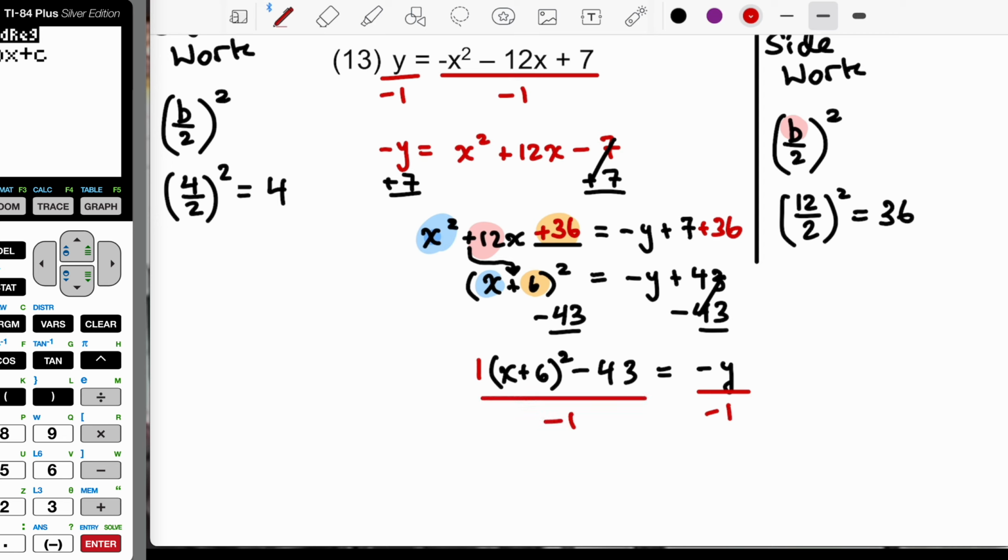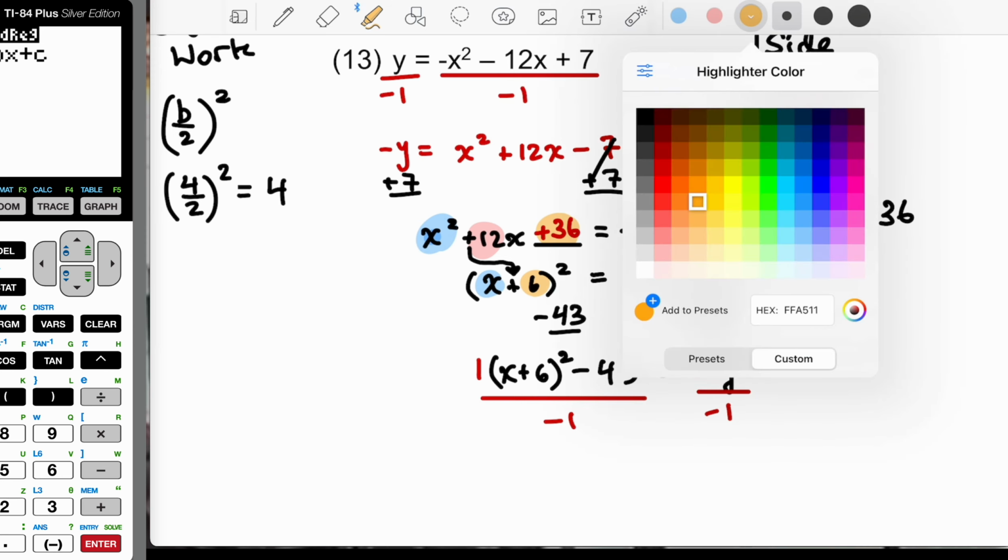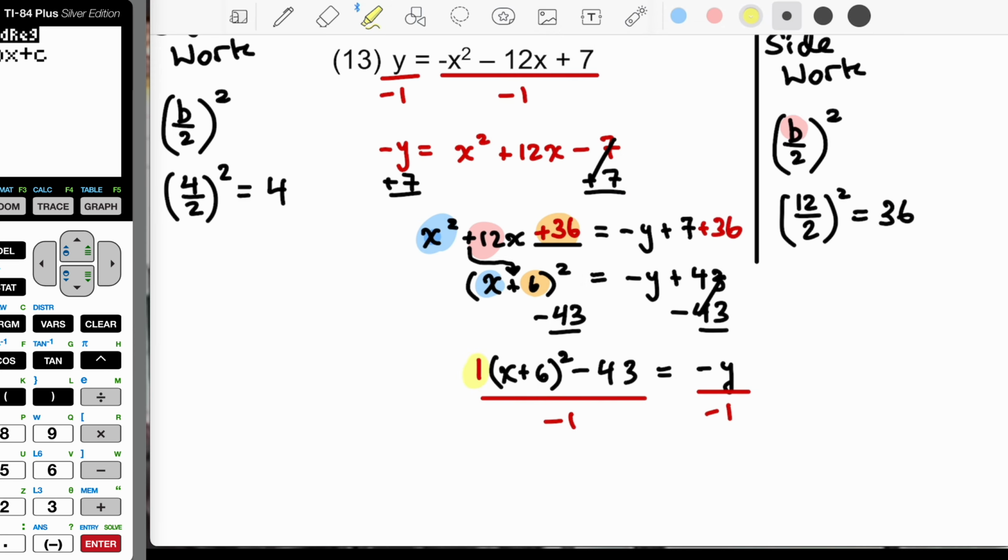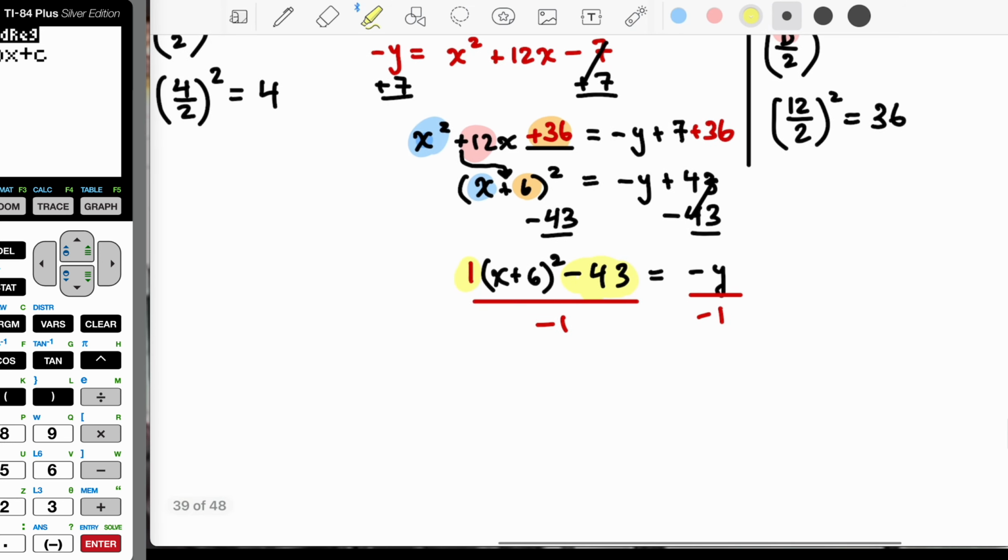The 1 and the negative 43 are the only things getting divided. We don't have to divide the contents of the binomial squared because that would get accounted for if I ever distributed it out. Just by dividing the 1 by the negative 1, that would allow for that to work itself through the expanded binomial. So we're looking at negative 1 times x plus 6 squared plus 43, that's equal to y.